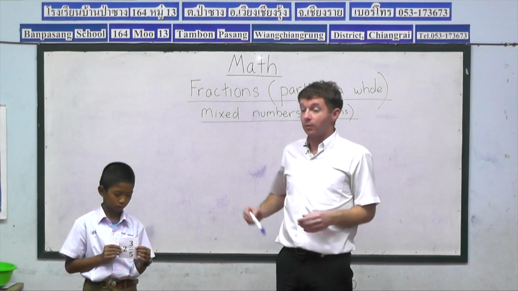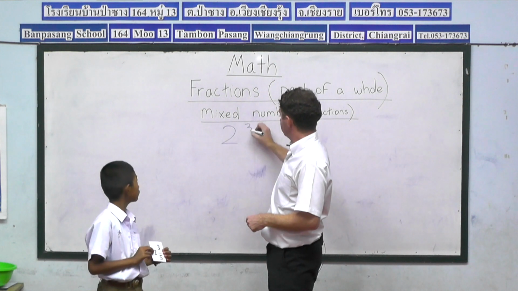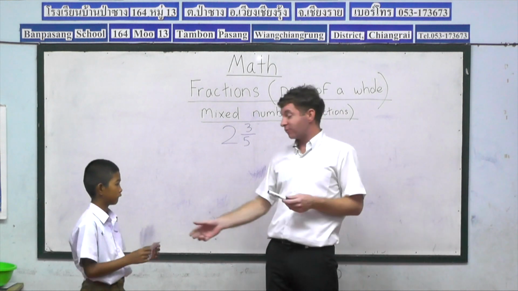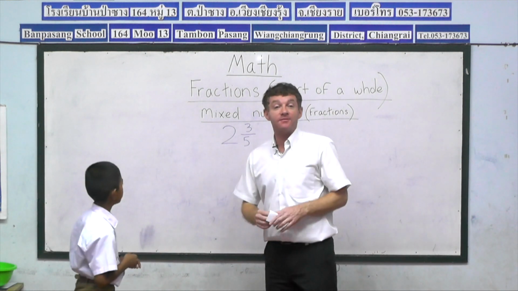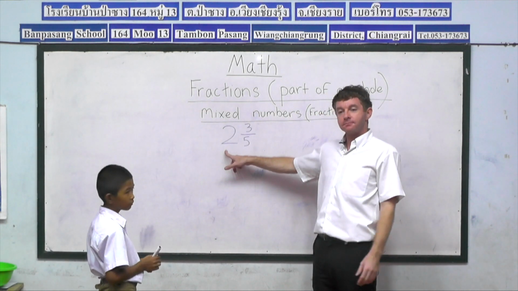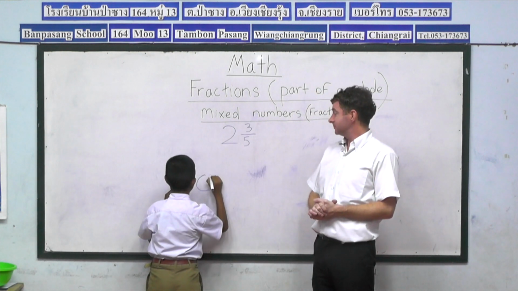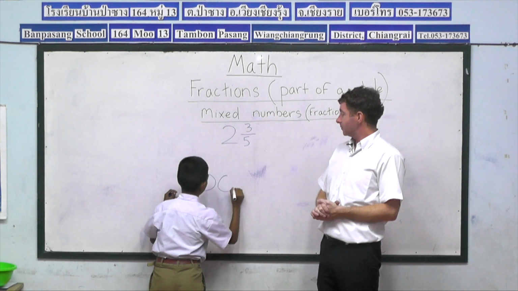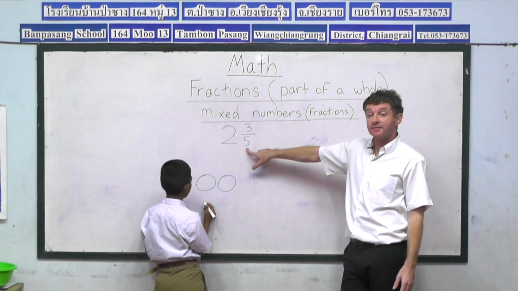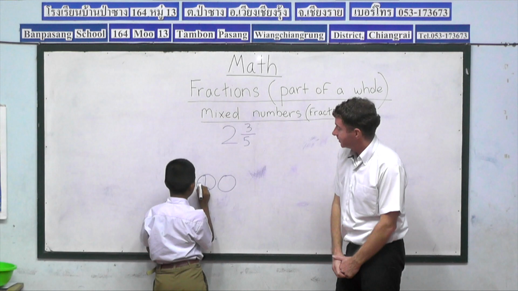Okay, so 2 3/5. So first of all, I will write 2 3/5. And now Pat will demonstrate how to do this mixed number. So first of all, guys, how many wholes do we have? 2. So we need 2 complete circles. 1 2. And how many parts does each circle have? 5. So we need to divide our circle into 5.